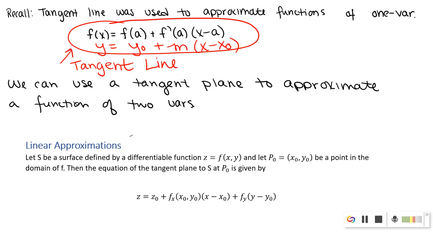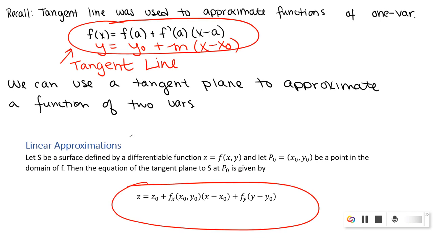And so there is another way we can write the equation of our tangent plane that actually looks really similar. We can think of our plane as z equals z naught plus our derivative with respect to x times x minus x naught plus our derivative with respect to y times y minus y naught. And I guess I should have put a little x naught, y naught here because we plug our points into our derivatives.